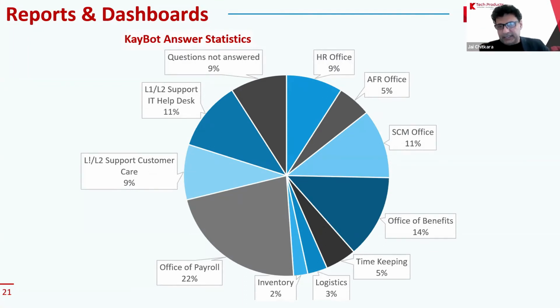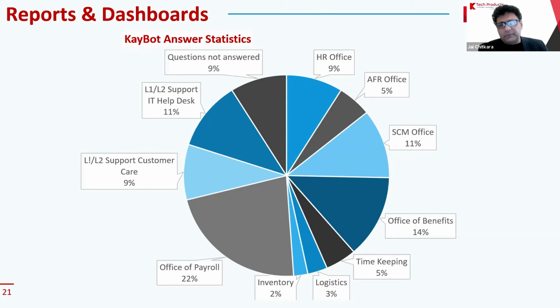Then I can slice and dice into what type of questions are being asked. Maybe we need to improve the new hire orientation, right? A lot of questions are being asked. Or maybe during the February time, a lot of people were asking about their W-2s or W-4s, that type of information. And then I have a list here of questions which the chatbot could not answer. So that's the 9%. Then the other one is L1, L2 support, where the call was transferred, right? So those are my 11%. Then we can look into what the chatbot was not able to answer.